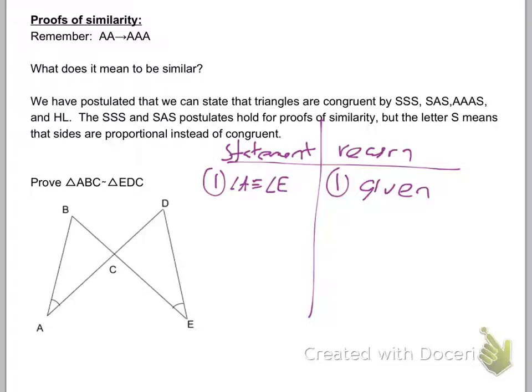Now, Mr. Konchak, wait a minute. Why are we using congruency stuff inside of similarity? Because to be similar, angles have to be the same or congruent. That's why. There are going to be times when you're going to use congruency to prove things are the same, so we can say they are similar. Okay. 2. Is there anything else given to us? Other than the triangles themselves?